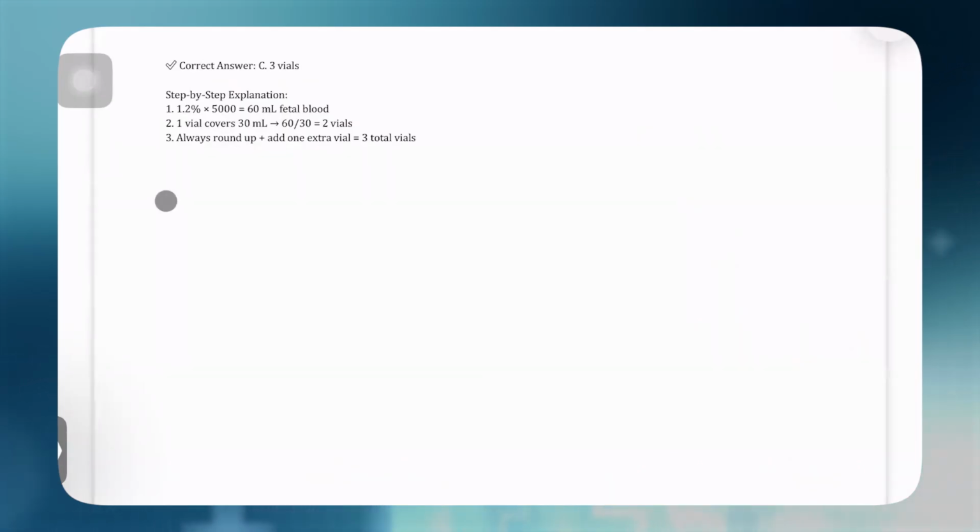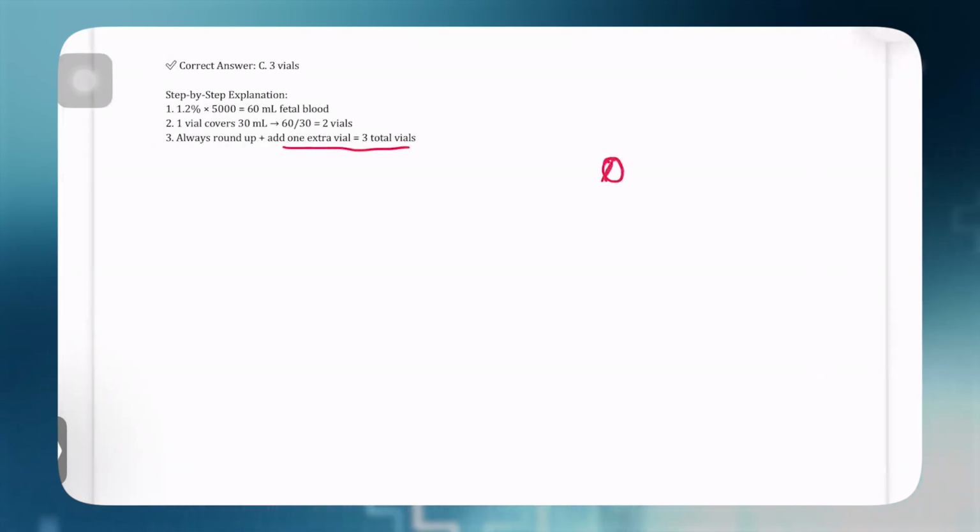So we need one vial covers 30 ml. So we always round up plus add one extra vial. That is for learning. So that becomes three total vials. How many vials? Three. So why do we need three?